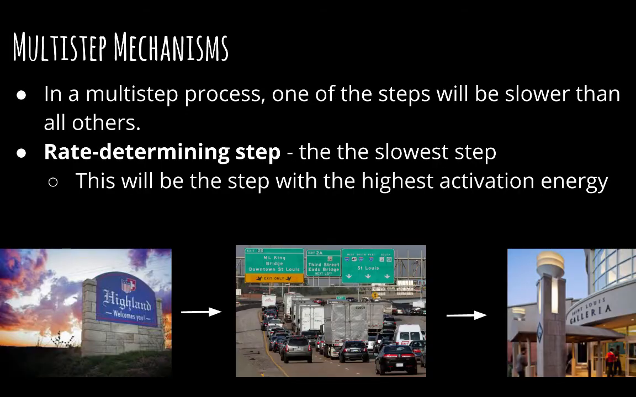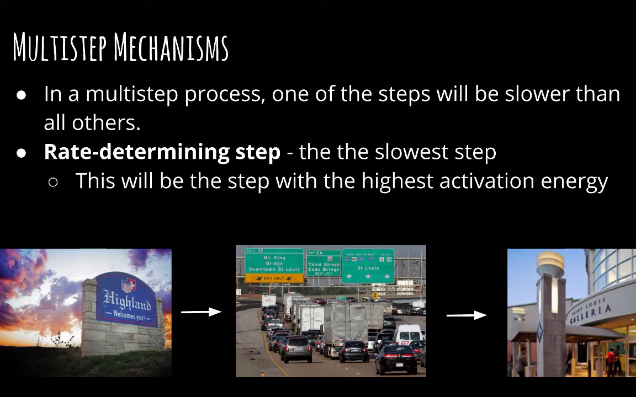So when we're thinking about these things, if we have what's called a multi-step mechanism, that means we have more than one equation that adds up to the overall equation that we would write, more than one step for the reaction to take place. One of those steps is going to be slower than all the others.